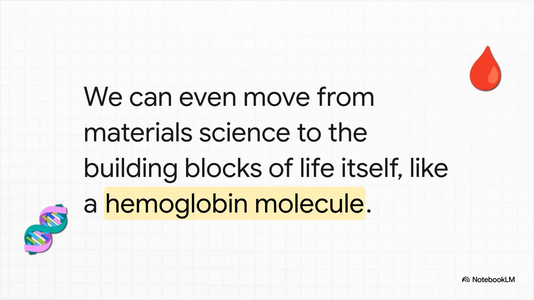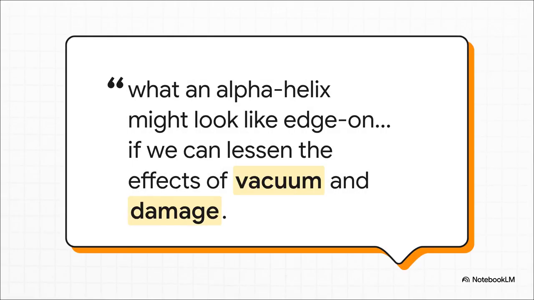We can go from looking at metals and minerals to looking at the very molecules of life. For instance, here's a simulation of a single hemoglobin molecule. And this is where the simulator does something a real microscope struggles with. See, in a real TEM, the intense electron beam would start to damage a delicate biological molecule like this. But in the simulation, we can see it in its perfect, ideal state. As the researchers said, we can see what it should look like without all the damage you'd get in a real experiment. It's like seeing the perfect blueprint.